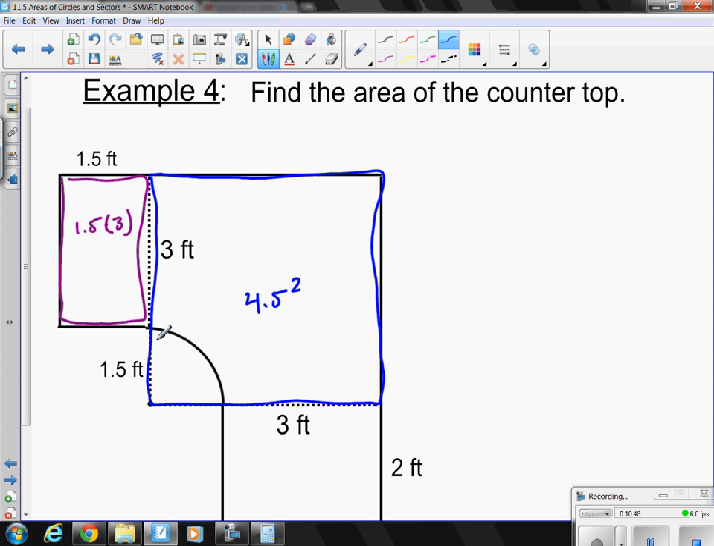But I have to subtract out, let's use yellow, I'm going to have to subtract out this piece here, which would be minus, that's a quarter circle, so minus 1/4 the area of that circle, pi times the radius, 1.5 squared. That's going to tell me the area of that piece.